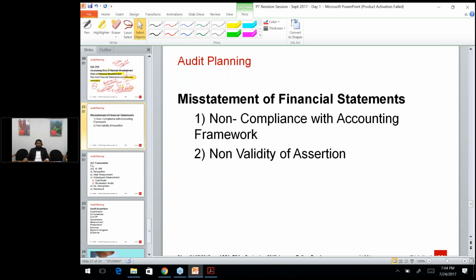As an auditor, when you go to perform an audit, the first objective is auditing the financial statements. You need to see if they have been prepared correctly or not. To do that, you first need to understand what the accounting framework says. When you understand that, you can decide whether the financials have been prepared correctly. So the misstatement is that the financial statements have not been prepared in accordance with the applicable accounting framework. Now, what do we mean by applicable accounting framework?